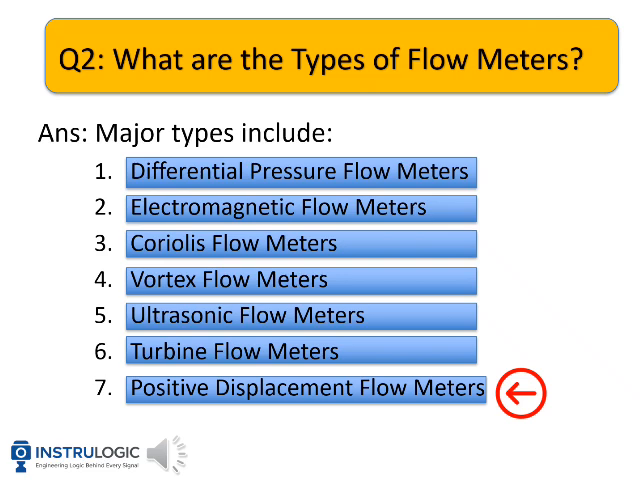Coriolis flow meters. These measure mass flow directly using the Coriolis effect. Vortex flow meters. They detect vortices created by a bluff body in the flow stream. Ultrasonic flow meters. Use sound waves to measure flow velocity. Turbine flow meters. Measure flow by the rotation of a turbine blade. Positive displacement flow meters. These measure flow by trapping fixed volumes of fluid and counting them. Each type has its own principle and application, which we will discuss in detail in the next slides.